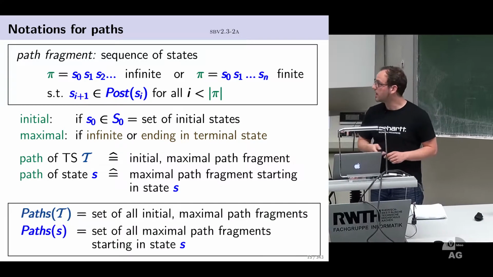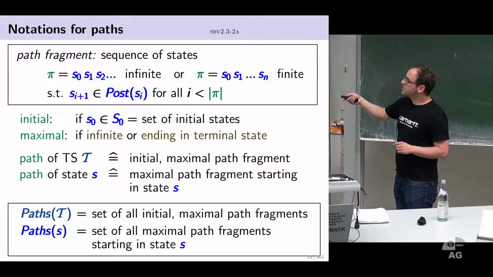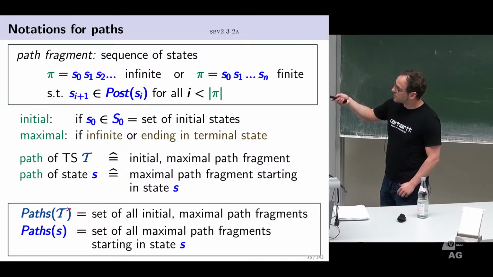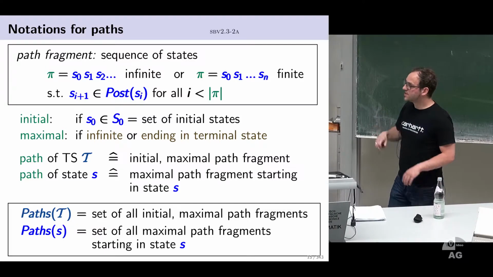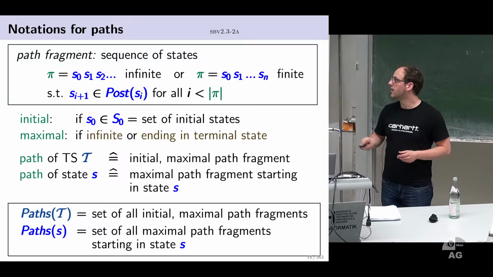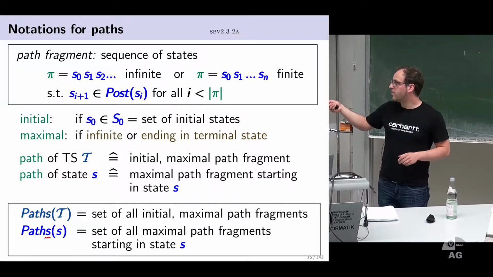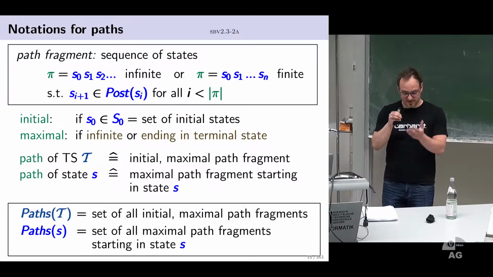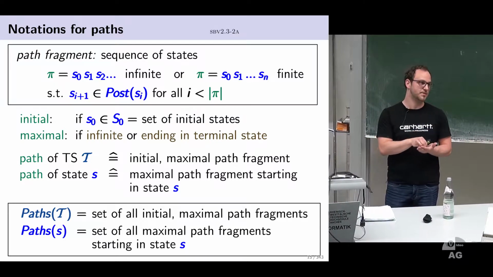Okay? And we're going to use these notions a lot. So Paths(T), for T being a transition system, just denotes the set of all paths that are possible in a transition system. And likewise, Paths(S) denotes the set of all paths that are possible starting from some given state S in the transition system.